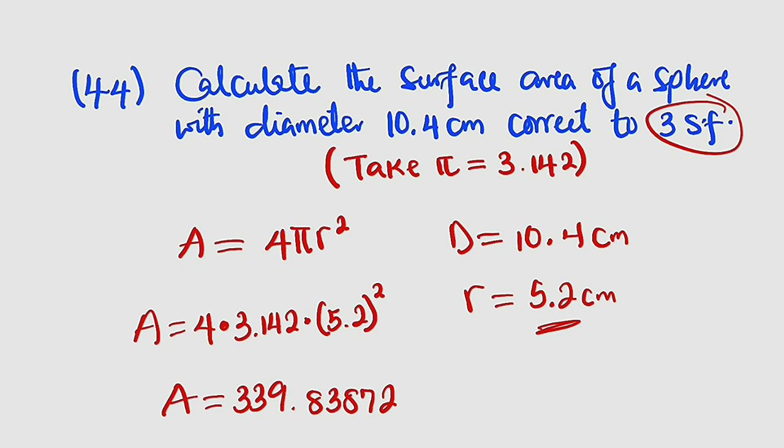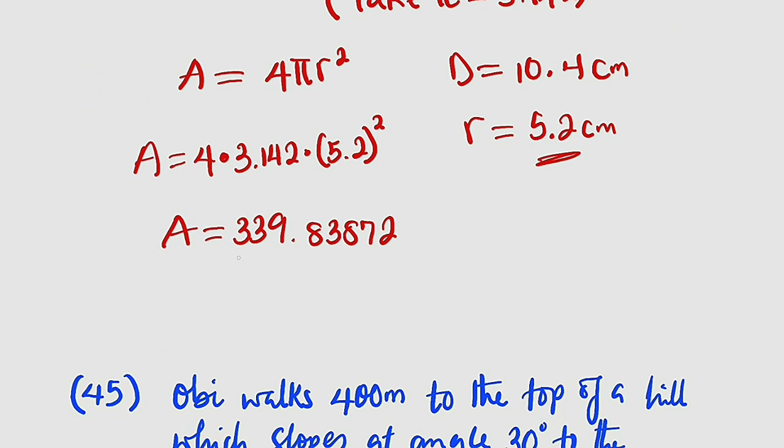But what did they say? Correct to 3 significant figures. So let us correct it. First significant figure, second, and the third. So we have to stop at 339. But remember that you have to look at the next digit. Once it is greater than or equal to 5, you have to round up. Because this is 8, you have to add 1 to this number. The moment you add 1 to this 9, it becomes 10, and 1 will come to the next number to become 4. So 340 altogether. So the area will be 340 cm squared.